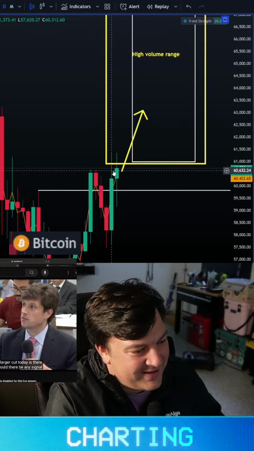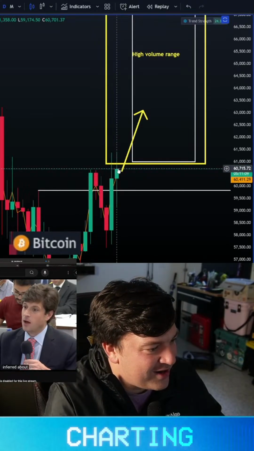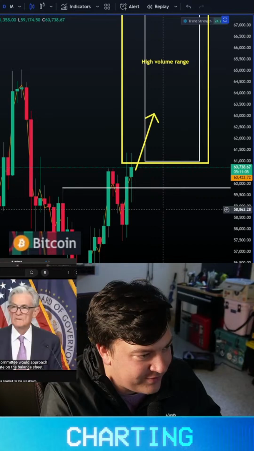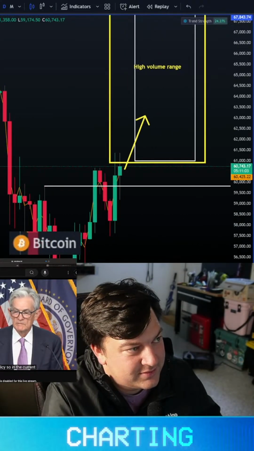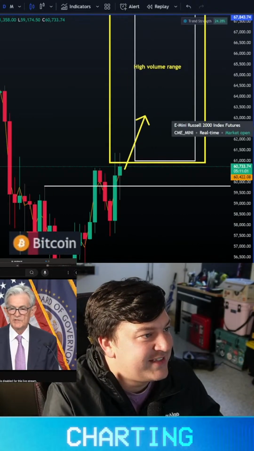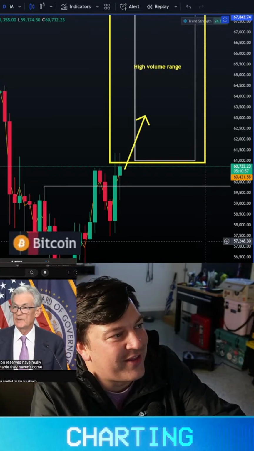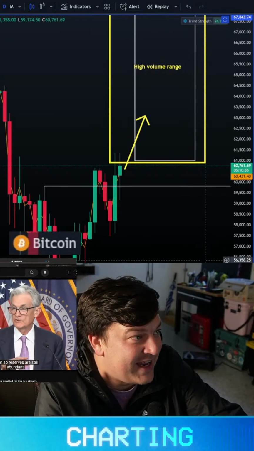Should there be any signal inferred about the committee's approach, about the end state on the balance sheet policy? Why doesn't it matter? So, in the current situation, reserves have really just been stable. They haven't come down. So reserves are still abundant and expected to remain so for some time.